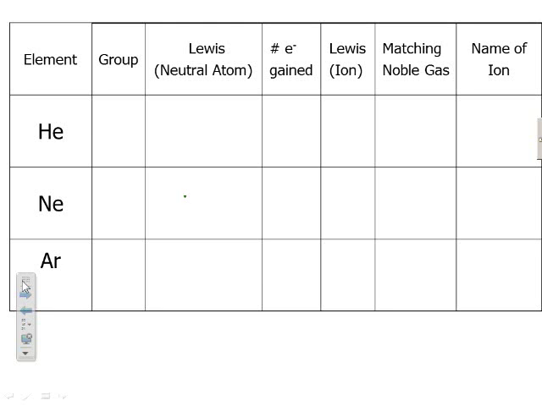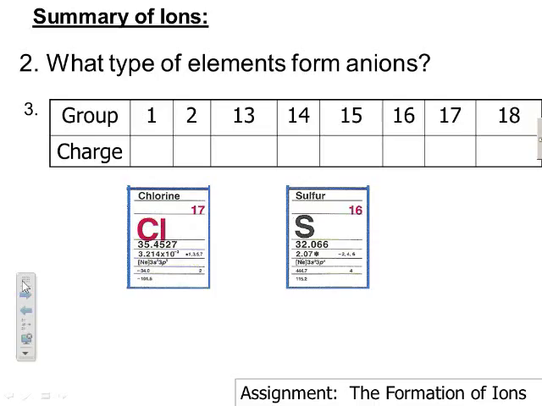So let's say we had neon. It has 8 electrons in the outer shell. It's not going to gain any. For its Lewis, there is no, you'd say almost N/A, or you could write the same thing. It doesn't form an ion, so there isn't any. Matching noble gas, it is itself a noble gas, and the name of the ion, it isn't an ion. They don't form ions, which I guess maybe that's why we kind of put them in there, all right? So again, if you don't have that on your sheet, don't stress about it, because they don't form ions. But the summary is quite important.